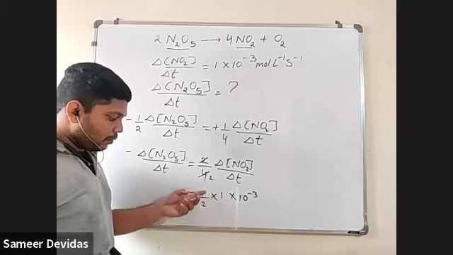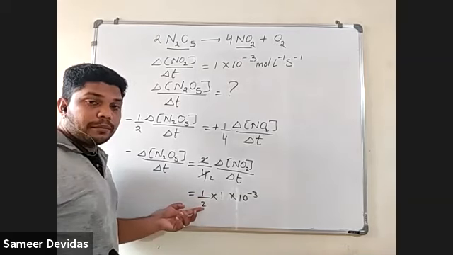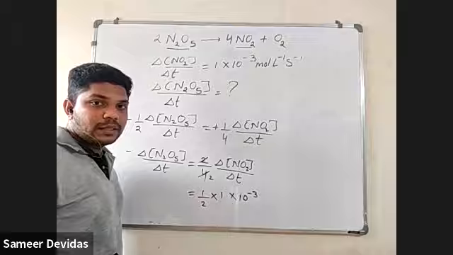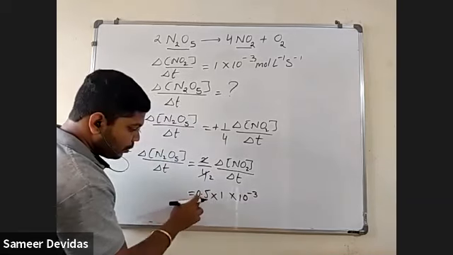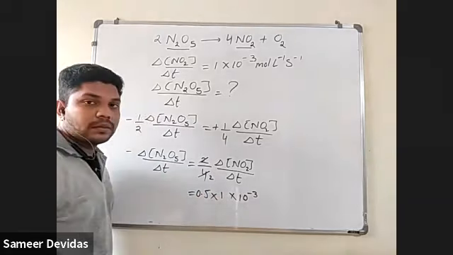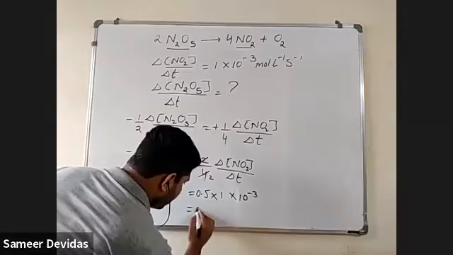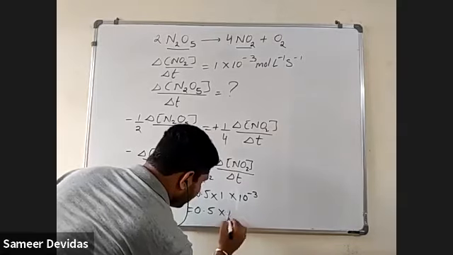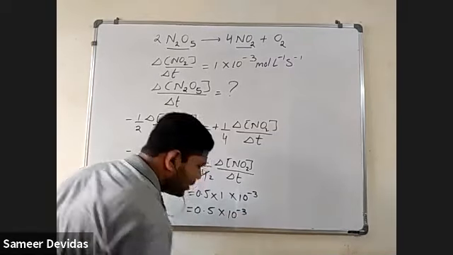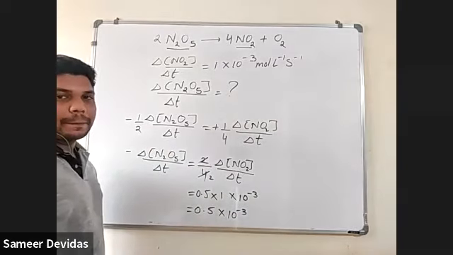So what is the thing? 1 upon 2 can also be written as what, students? 0.5. Very good. So rather than do it like this, you can say 0.5. So 0.5 into 1, what is the answer? 0.5. So it is 0.5 into 10 raised to minus 3. Sure? Yes, sir.